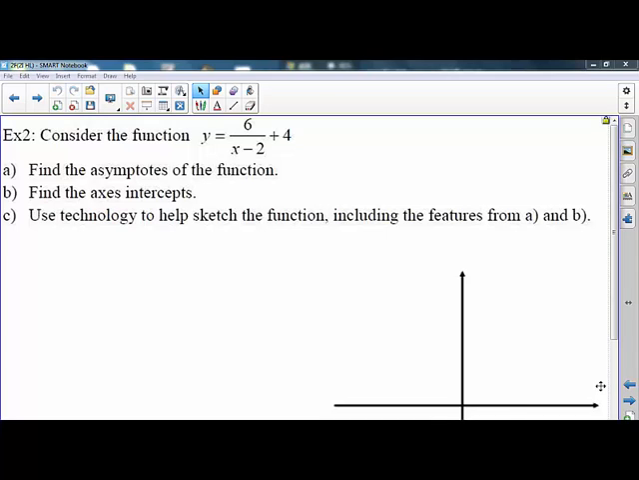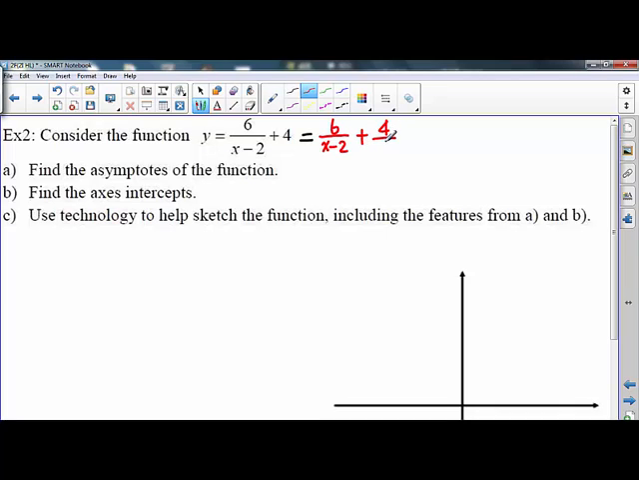Hello IB11s, we still have example 2. So let's look at this one again. Consider the function y equals 6 over x minus 2 plus 4. Right now let's add these two parts up. So it's 6 over x minus 2 plus 4.